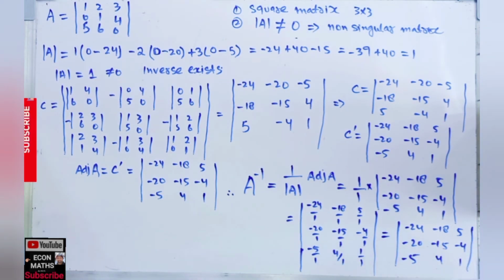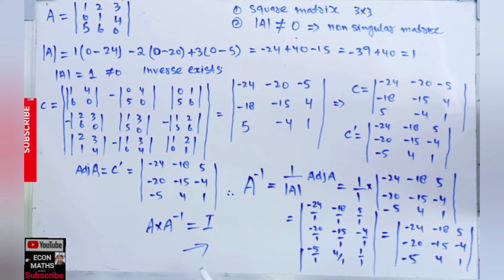Now to check whether we got the result correctly, we have to multiply the given matrix by its inverse. If we get an identity matrix, then the result is correct. If not, then there is some mistake.